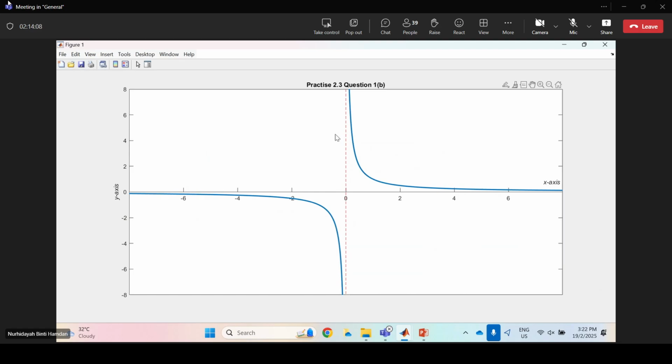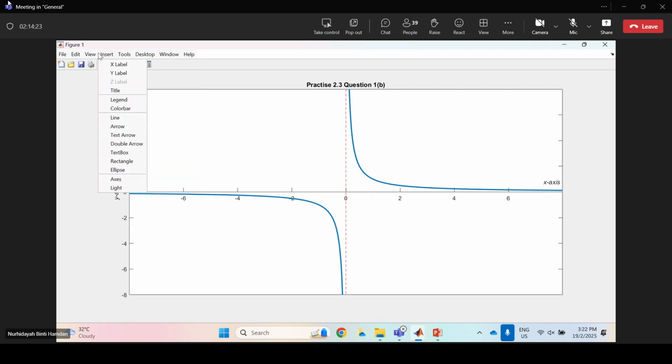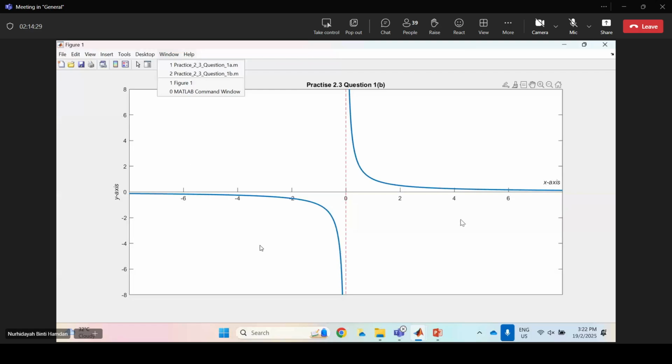I think in the next chapter I will show you how to put the text over here, over there.